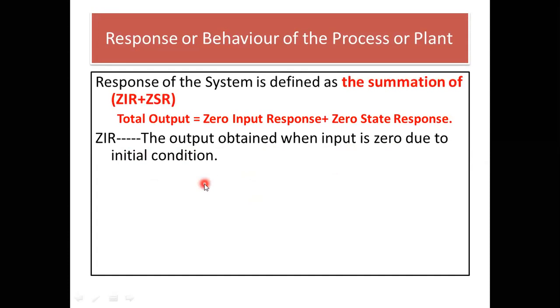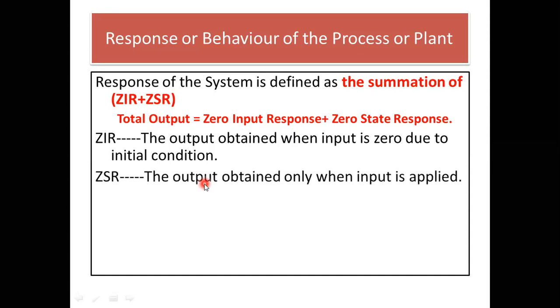Okay, so what could be the practical scenario? The scenario would be, suppose you have a charged capacitor in a circuit and you are not providing an input, even though just because of the charged capacitor you are getting an output across a particular element. Okay, so that is ZIR. Likewise, ZSR would be the output obtained only when the input is applied.